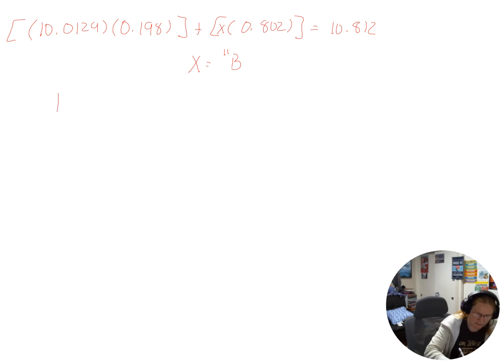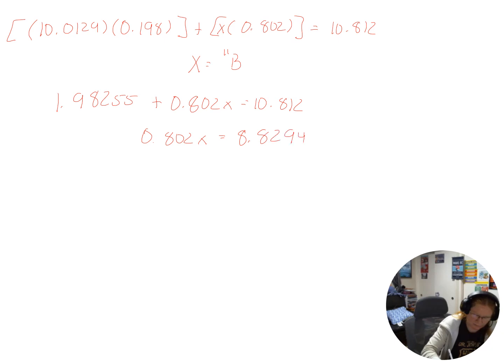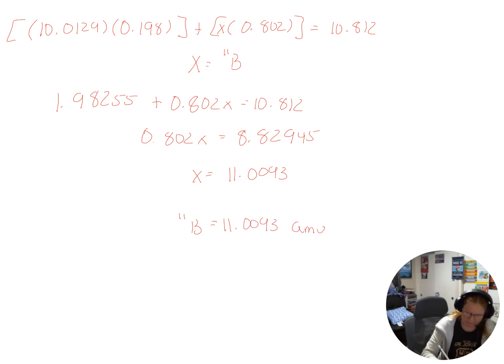And so I'll get 1.98255 plus 0.802x is equal to 10.812. 0.802x is equal to 8.82945. X is equal to 11.0093. So my boron 11 is 11.0093 AMU. Okay.